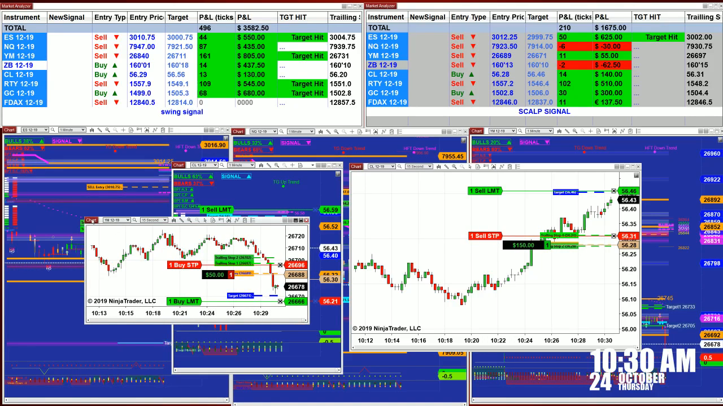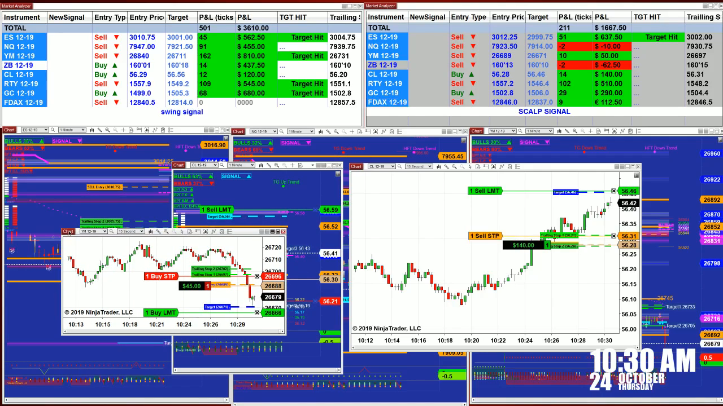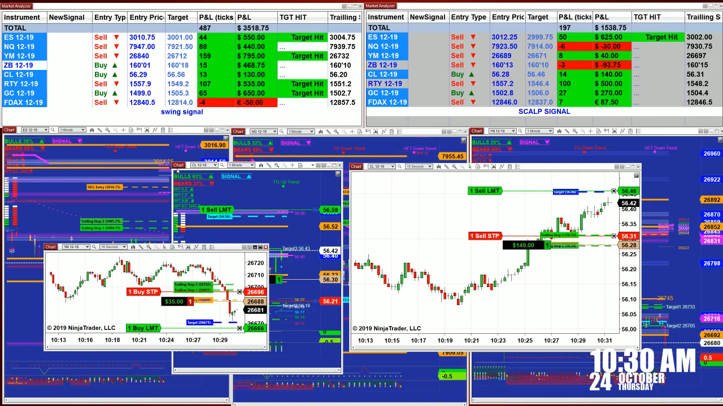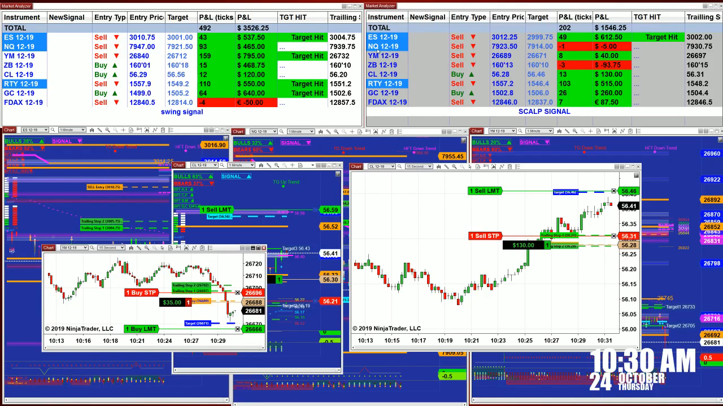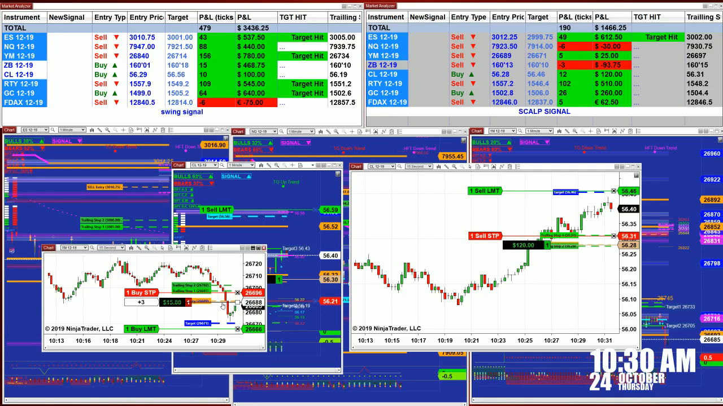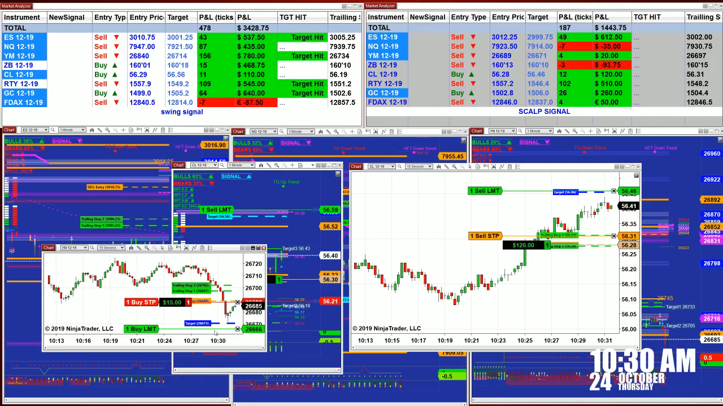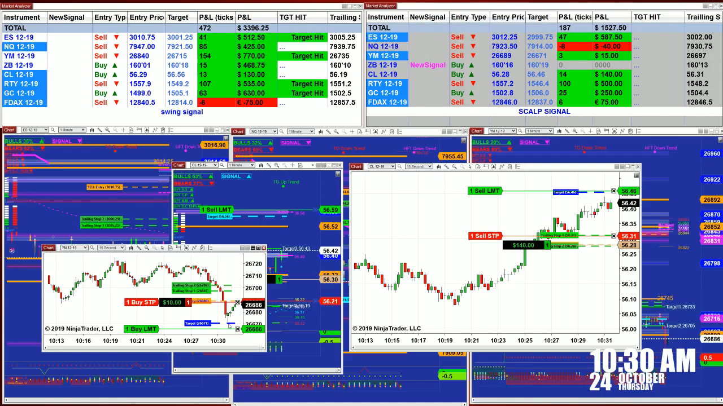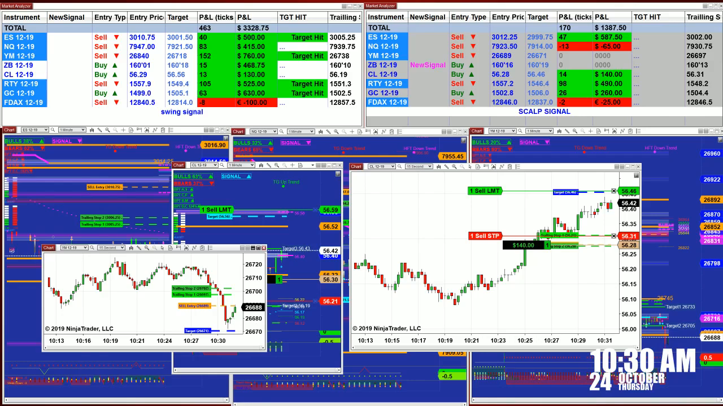We are about to hit the target on this one. This is the last signal we had on the scalper, the YM, and you can break it even, so plus 1 tick. You know, we just touch the target, and the market did go back. Okay, we are out of it.